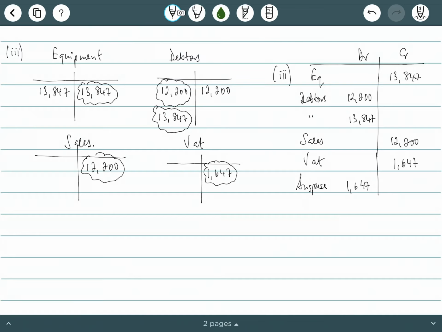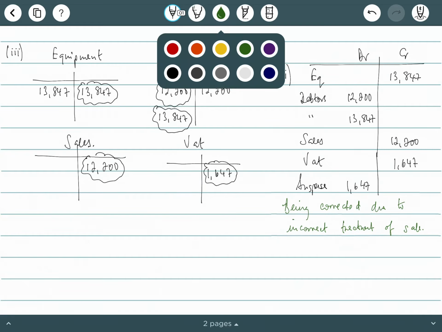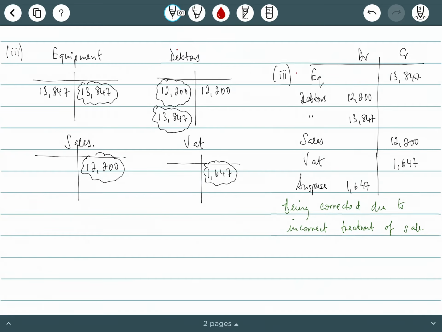So let's give our little spiel down the bottom here. Being corrected, due to incorrect treatment of sale. And again then, to make it easy for ourselves, we will look at equipment, which is balance sheet. Debtors by 2 is balance sheet. Sales is P&L. VAT is balance sheet. And suspense is suspense. And that's the third working done.